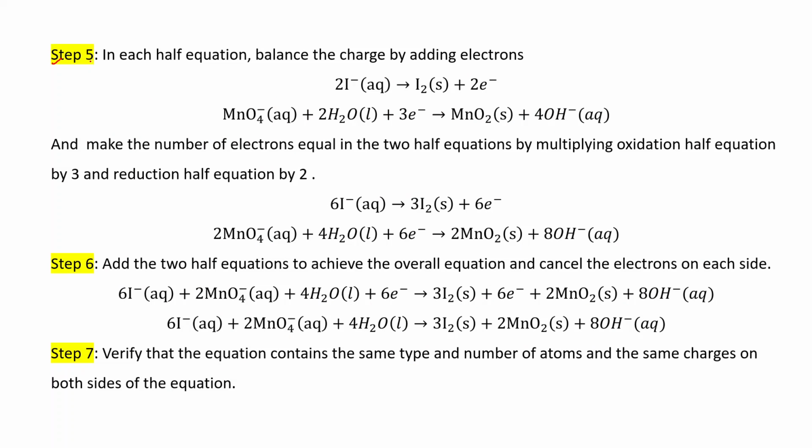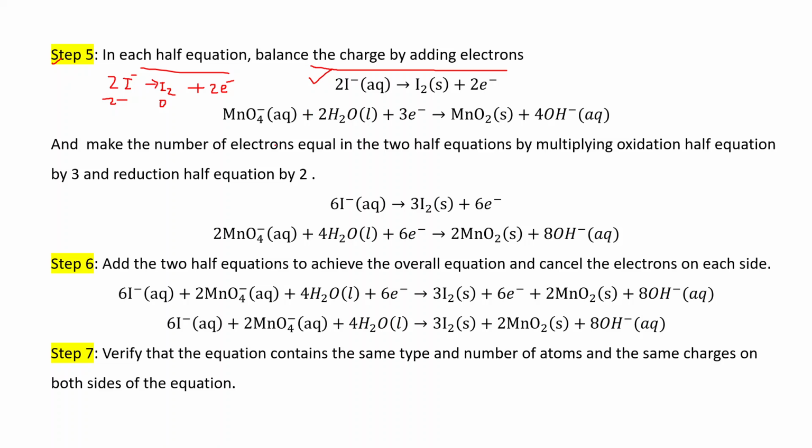Now step 5. In each half equation, balance the charge by adding electrons. If you see, our oxidation half reaction is 2I minus converting into I2. 2 negative charge in the reactant side and 0 charge in the product side. And this is the oxidation reaction. In terms of electron transfer, what is oxidation? Oxidation is the loss of electron. And these lost electrons will be indicated in the product side. So in the product side, we will add 2 electrons. Clear? So our equation is this.